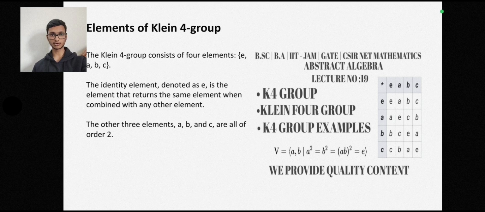Elements of Klein 4 group. The Klein 4 group consists of 4 elements E, A, B, C, and E is an identity element, which returns the same element when combined with any other element. The other 3 elements A, B, C are all of order 2.